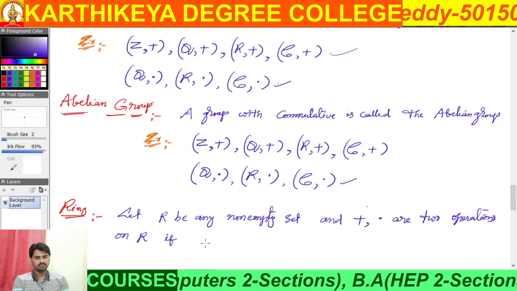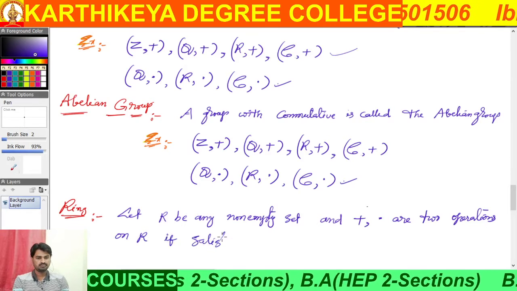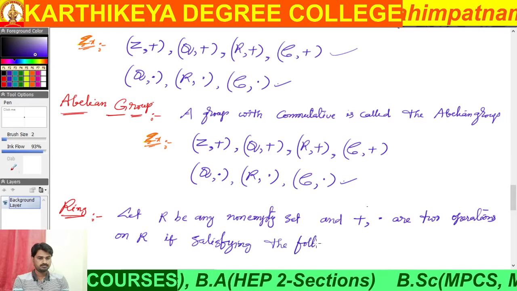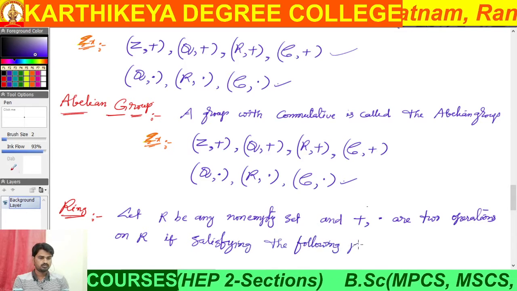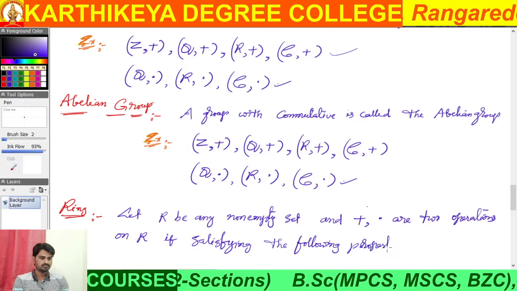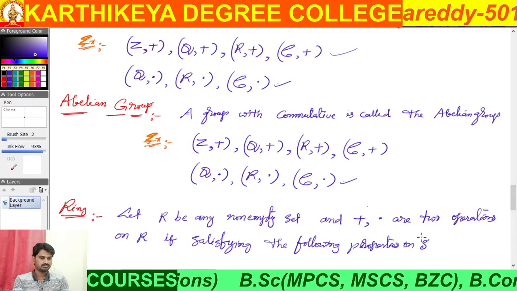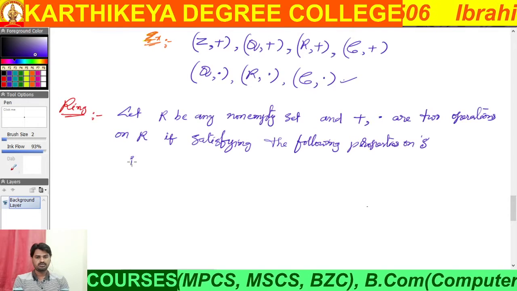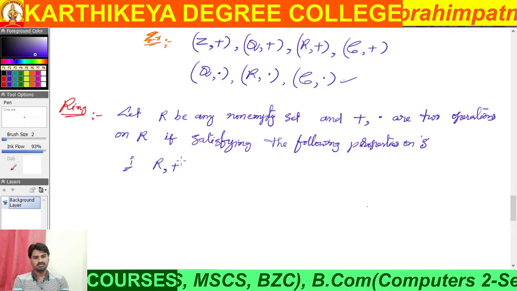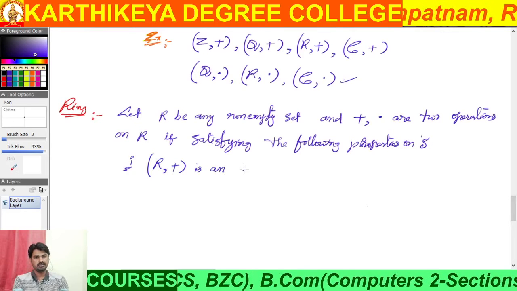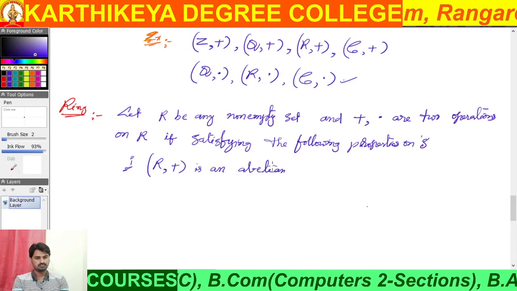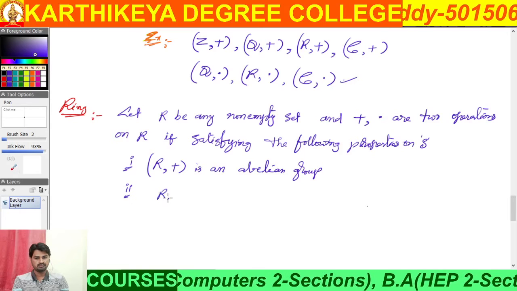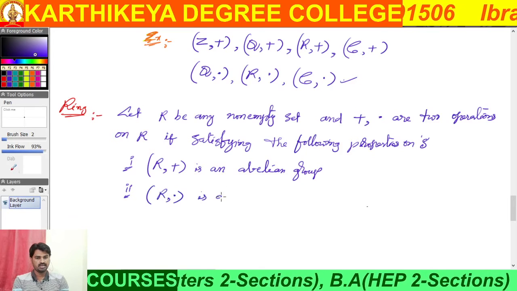If satisfying the following properties on R. First one, R plus is an abelian group. Second one, R dot is a semi-group.